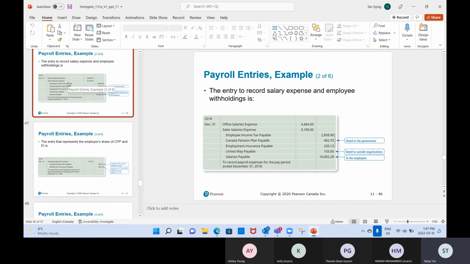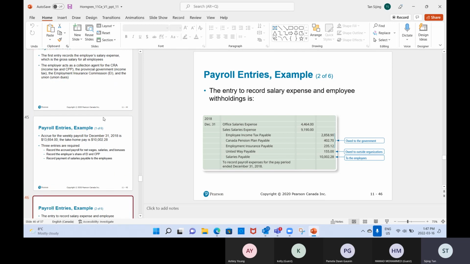I think payroll is pretty straightforward. It's basically just a journal entry. You know that you need to make like 2 or 3 journal entries. We're going to go through the journal entries, then you should be fine.